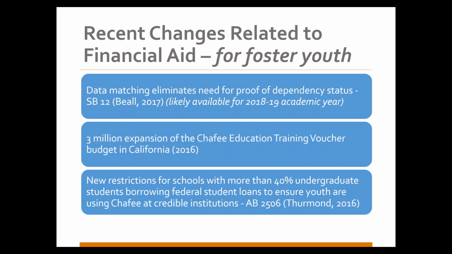And on a related note, also in 2016, Assembly Bill 2506 passed. This was authored by Assembly Member Tony Thurmond. This is also legislation we sponsored, which kind of went hand in hand with the Chafee budget expansion. AB 2506 created some new restrictions for schools with more than 40% of undergraduate students borrowing federal student loans to ensure that students are using their Chafee grants at credible institutions. And I'll talk more about what these restrictions, or guidelines, are shortly.